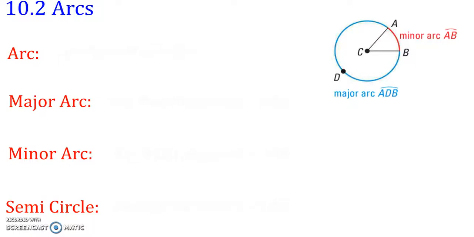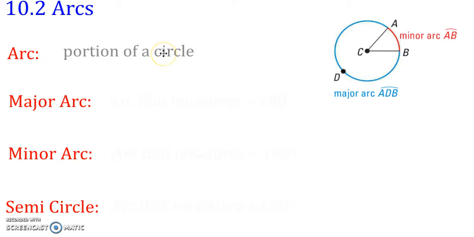Hello everyone, welcome to Chapter 10, Section 2, and this is about arcs and central angles, still dealing with circles. So the first thing we're going to talk about is four definitions. We're going to talk about arc, major arc, minor arc, and semicircle. And obviously, you may already figure out what some of these are.